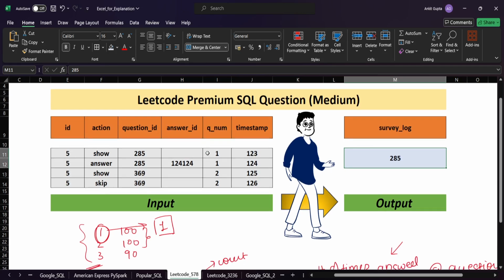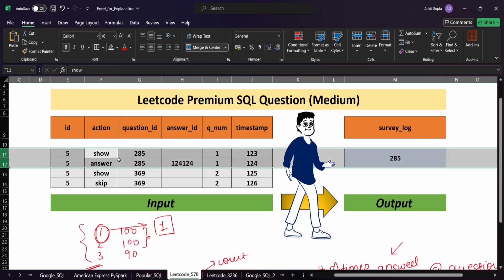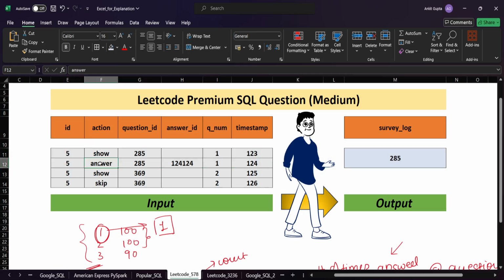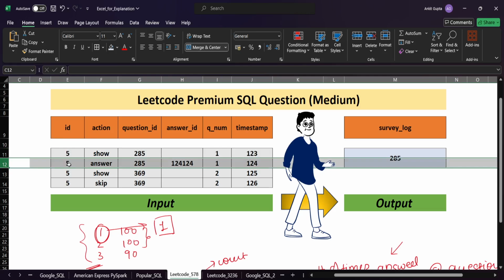If we look at this input table, we have only 2 questions, question number 1 and question number 2. For question number 1 we have 2 records. The ID column is nothing but the user who attempted to solve this problem. This user was shown the question once, so basically we can say the user viewed the question and then the user answered the question, right? So the number of times viewed and answered is 1 divided by 1, that is 100%, right? The user was just shown the question and answered the question, so it is 100.